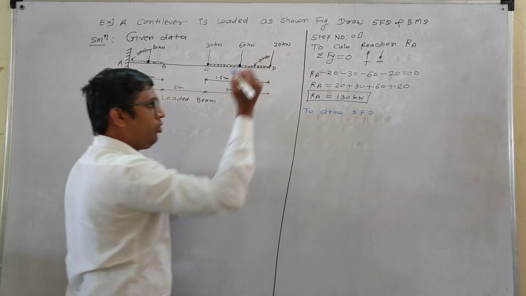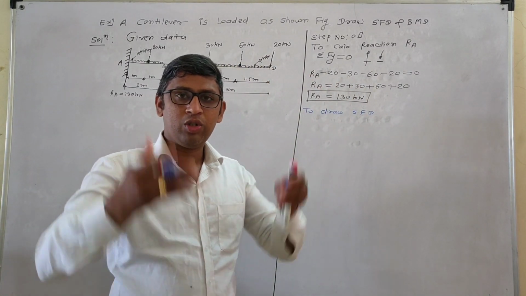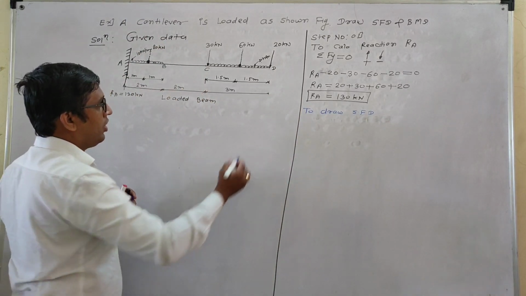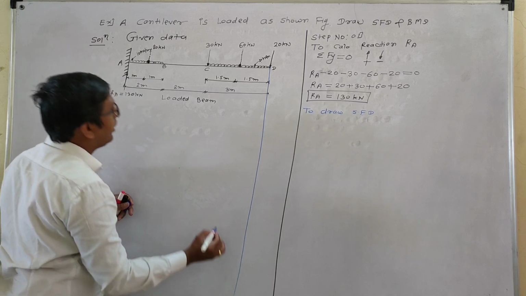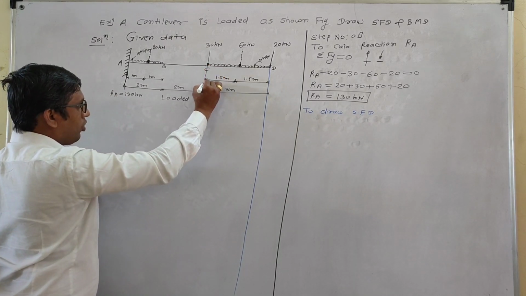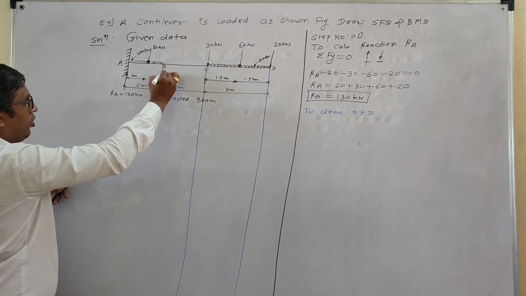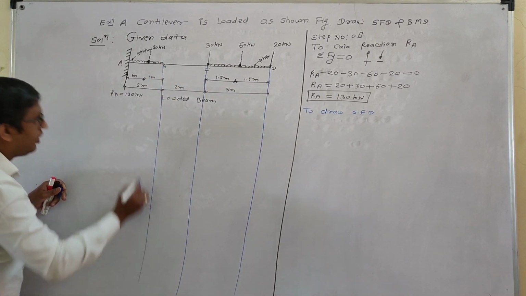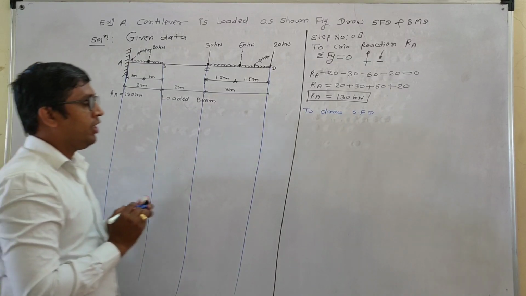Before drawing the SFD, what is the next step? You have to draw the projections. At point D, draw the projection line. Then at point C, draw the next projection line. At point B, draw the projection line. At point A, draw the projection line.